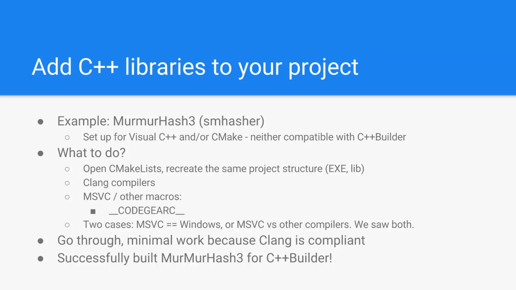Didn't take very long, pretty straightforward. A lot of that is quite minimal work because the Clang compilers are compliant. They are standards compliant and very, very useful. So when you're using those, you shouldn't really expect very much trouble at all. And within a few minutes, we successfully had murmurhash3 for C++ Builder.